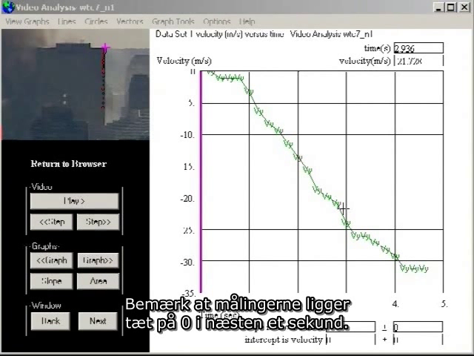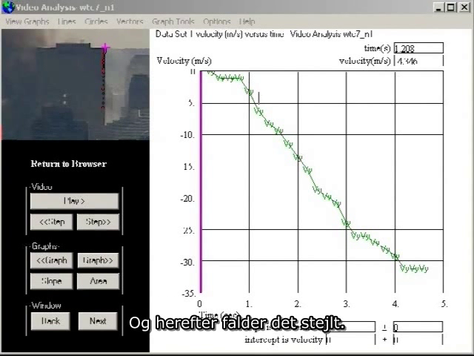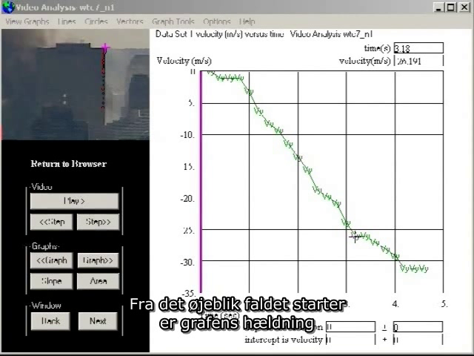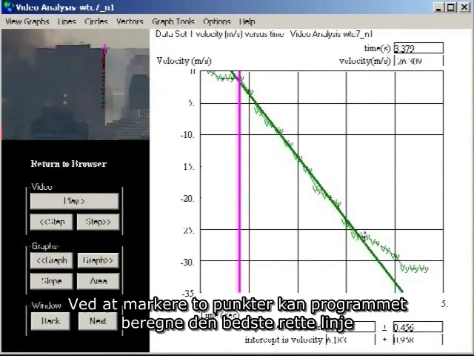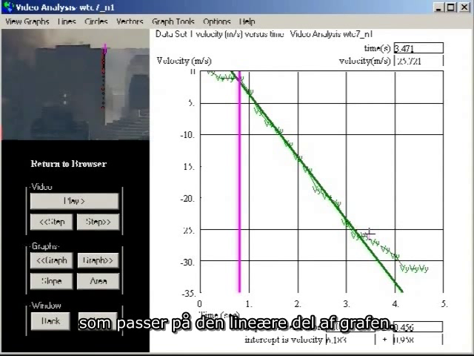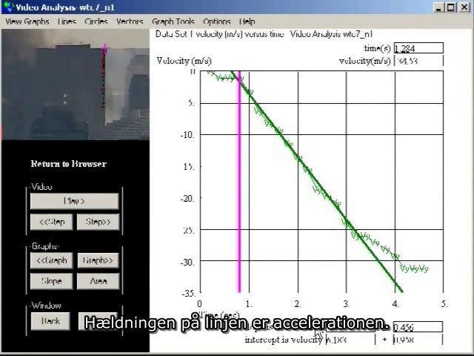Notice that the data hovers close to 0 for nearly a second, and then it drops precipitously. From the moment of the drop, the slope of the line appears essentially constant for about 2.5 seconds. By marking two data points, the program can compute the best straight line to fit the data for the linear portion of the graph. The slope of the line is the acceleration.